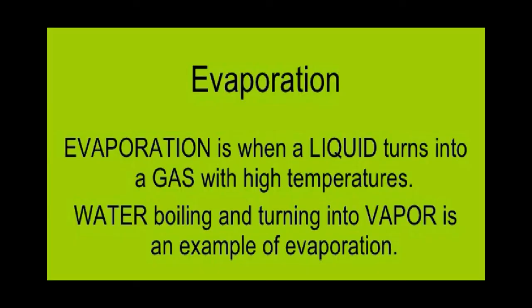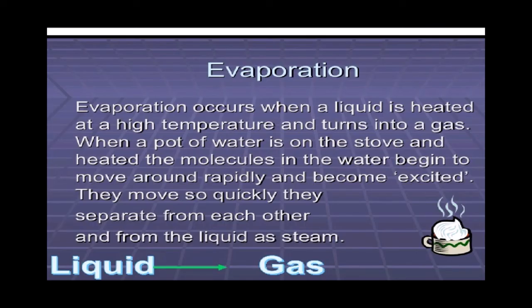Evaporation is when a liquid turns into a gas with high temperatures. Water boiling and turning into vapor is an example of evaporation. Evaporation occurs when a liquid is heated at a high temperature and turns into a gas. When a pot of water is on the stove and heated, the molecules in the water begin to move around rapidly and become excited. They move so quickly they separate from each other and form steam.